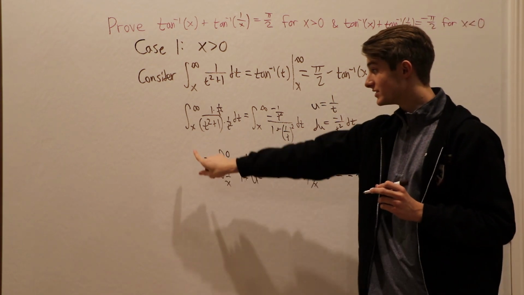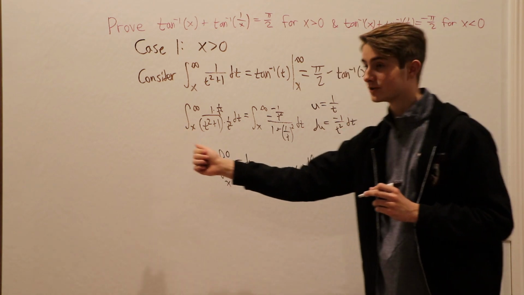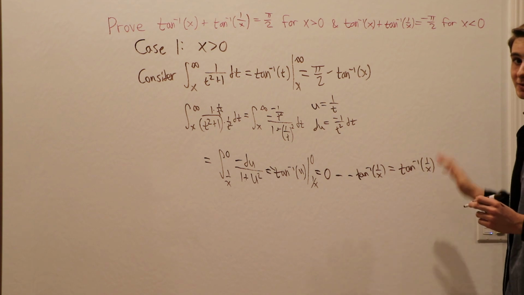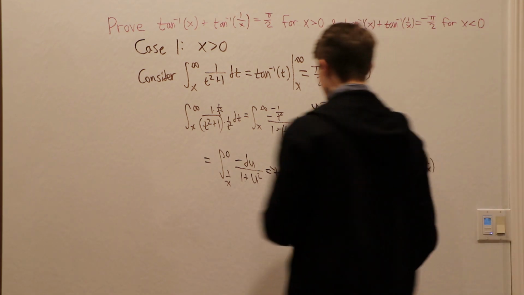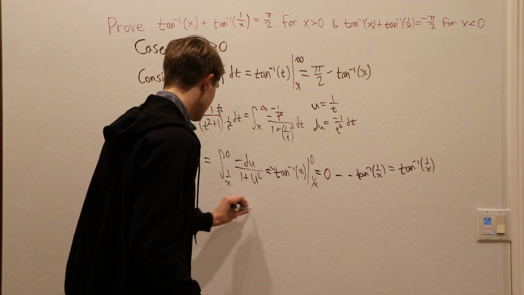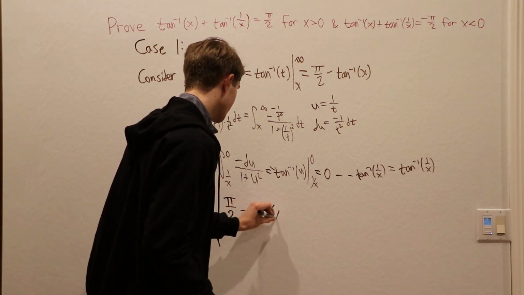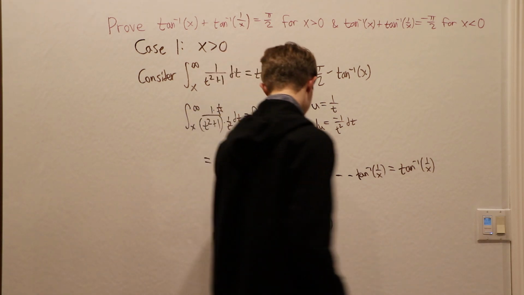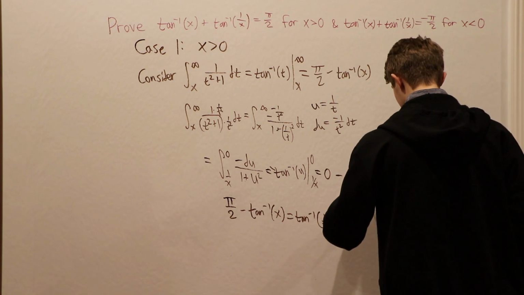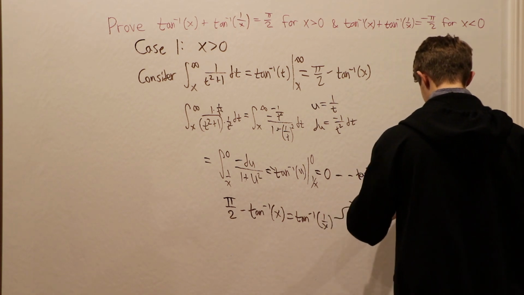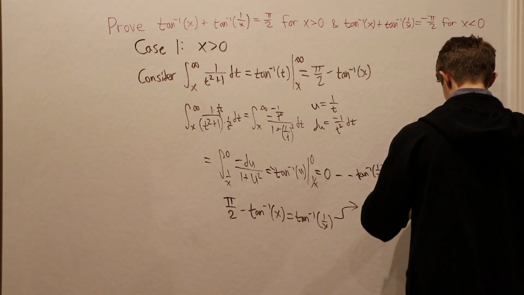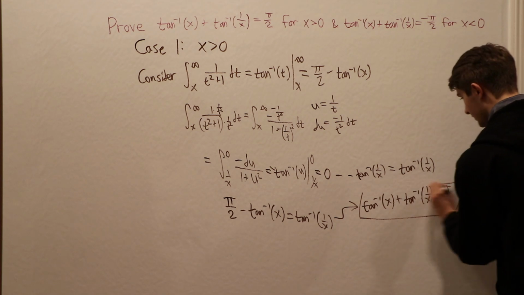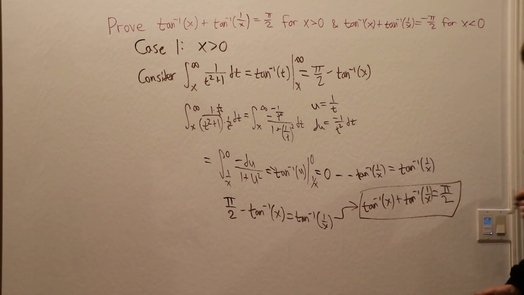And in this case, remember that it's a definite integral. It has a lower and an upper bound, which means that we don't have a plus c in this case. So these two things actually have to be exactly the same. So this is telling us that pi over 2 minus the inverse tangent of x equals the inverse tangent of 1 over x. Or equivalently, the inverse tangent of x plus the inverse tangent of 1 over x equals pi over 2. So that is our first case.